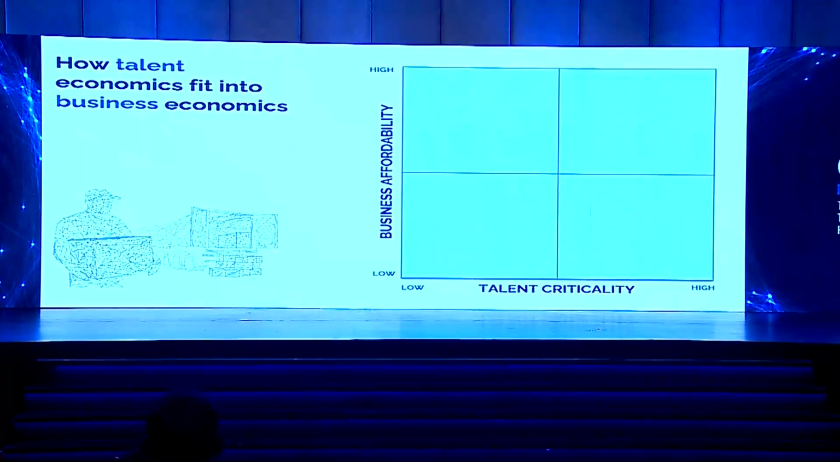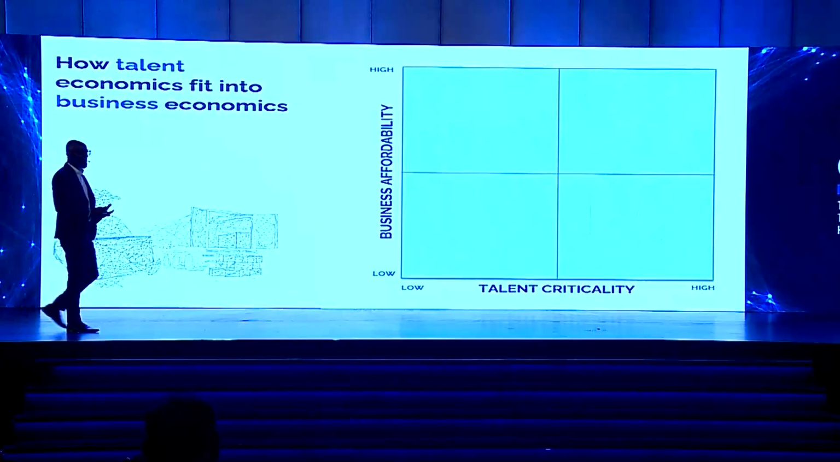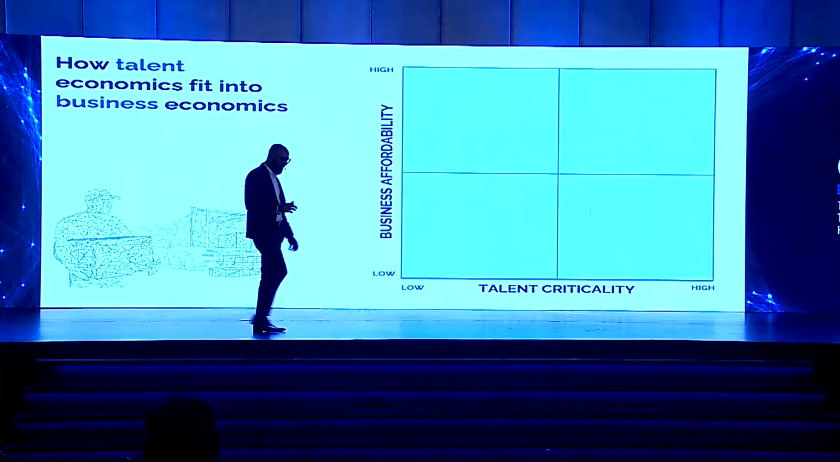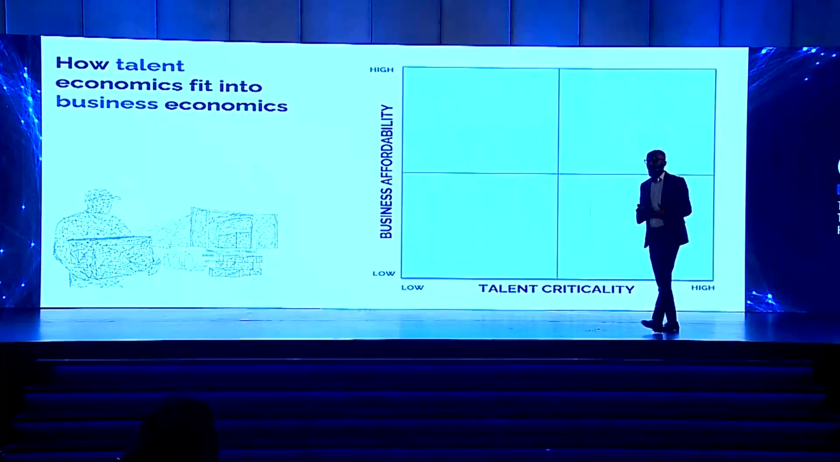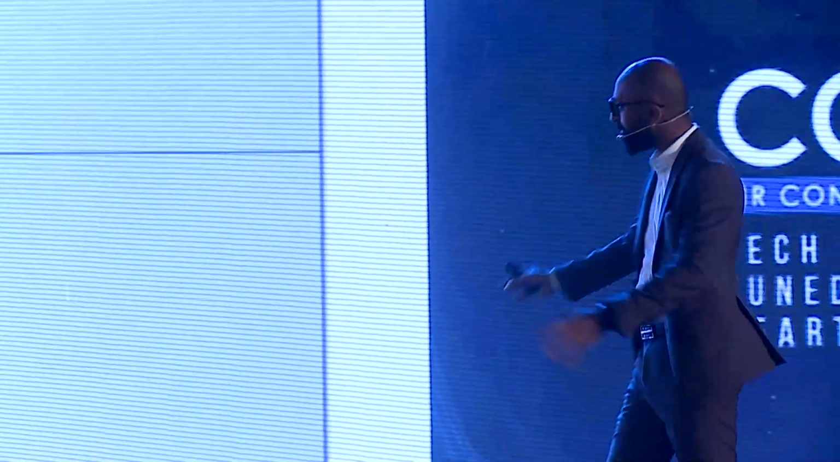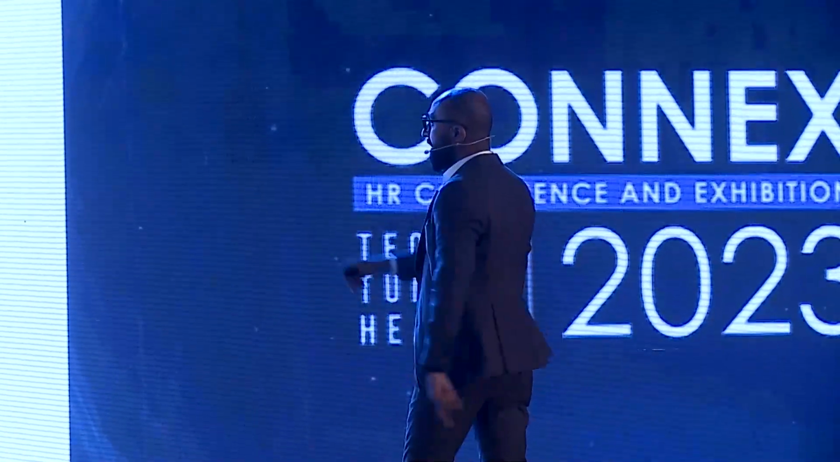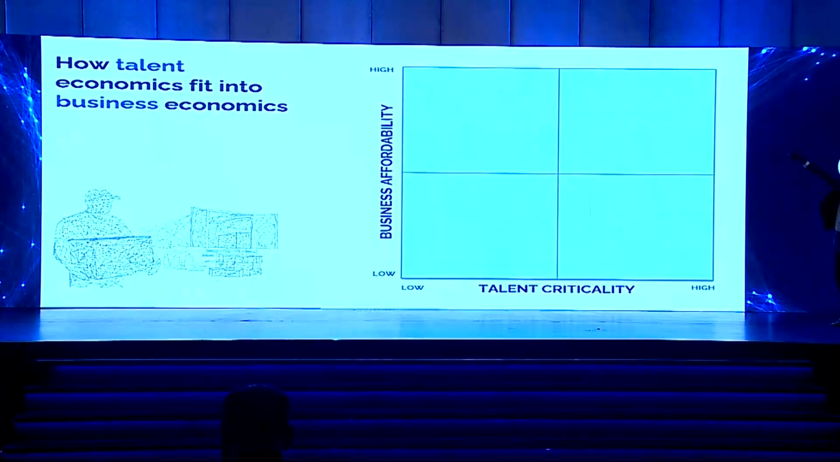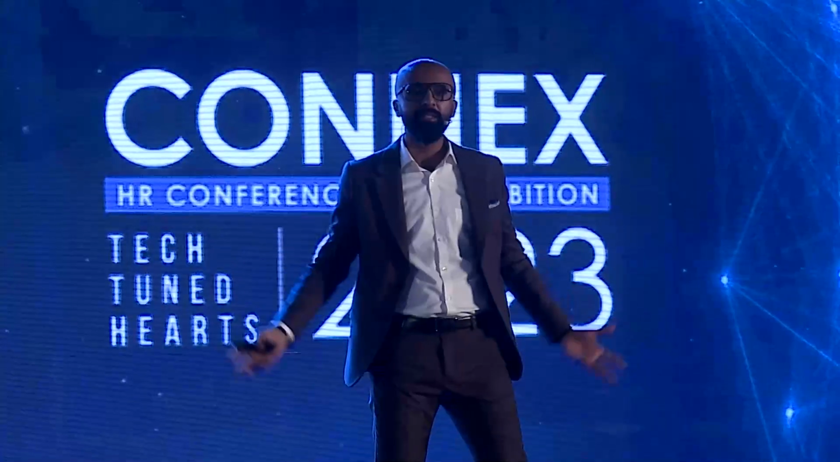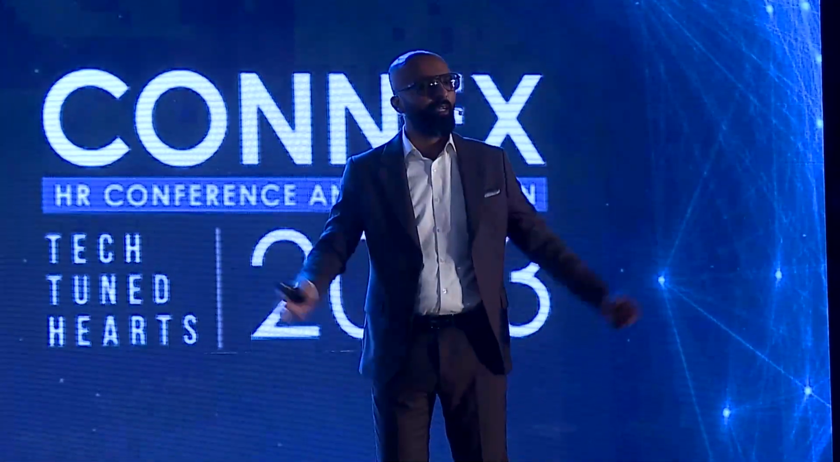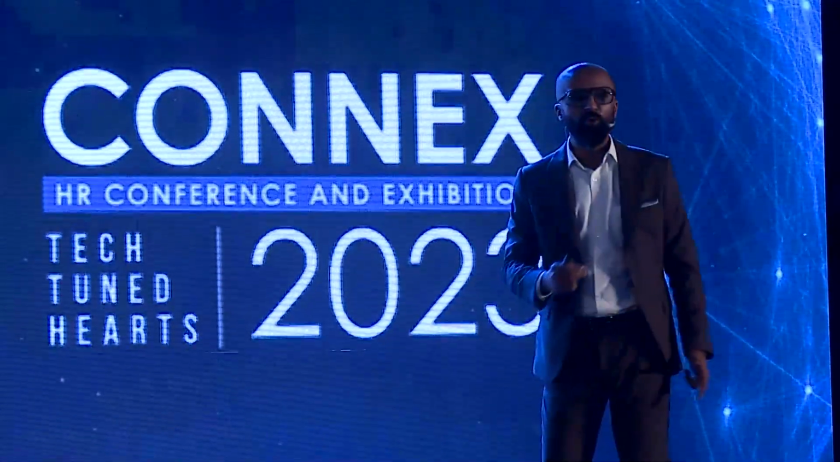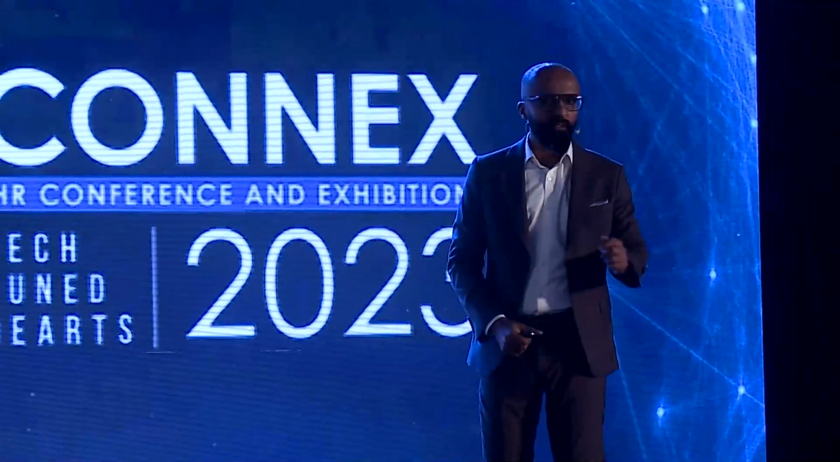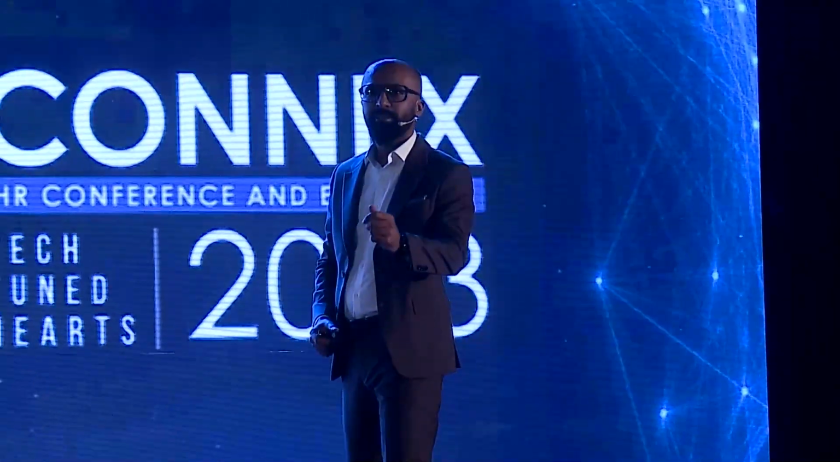So now I'm going to share a few things about how businesses can overcome this issue. But for that, we need to look at how the talent economics fit into the business economics. For that, I've made a 2x2 matrix. On the left-hand vertical side, there's business affordability. There are businesses who have a lot of affordability, margins are huge. They can afford to pay whatever they want to pay. Then there are businesses which have low affordability. Increasing the cost slightly can be really problematic.